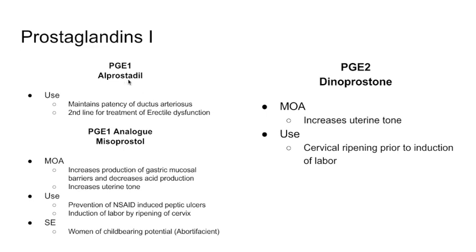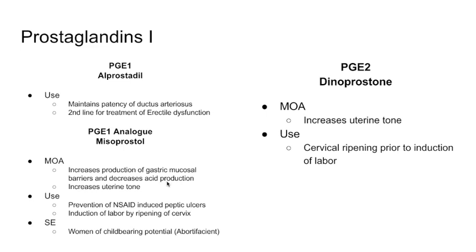So that's the first drug. The second drug is a PGE1 analog. That's misoprostol, an analog to prostaglandin. The mechanism of action is that it increases the production of gastric mucosal barriers and it decreases acid production.